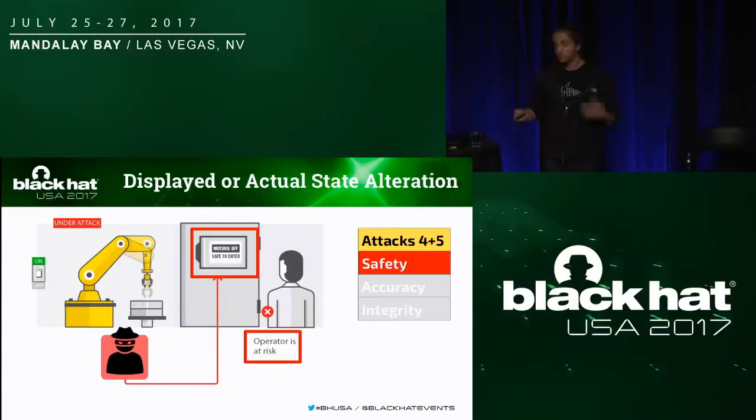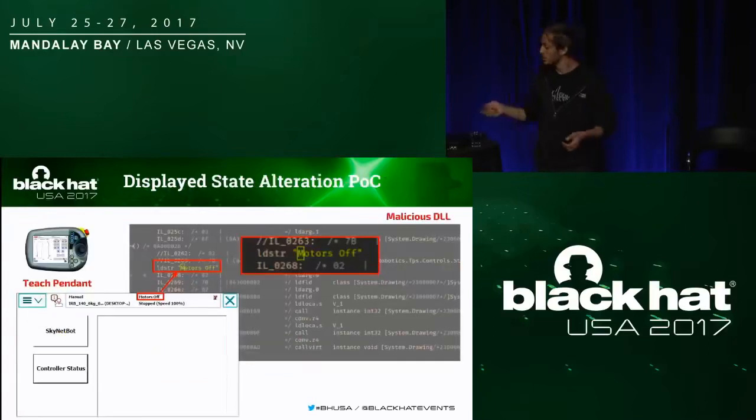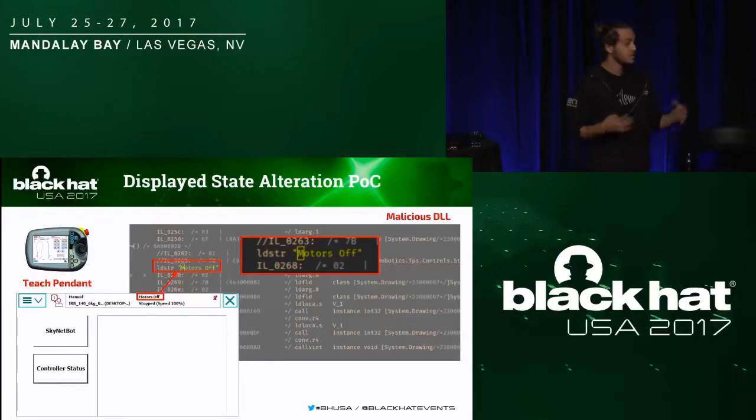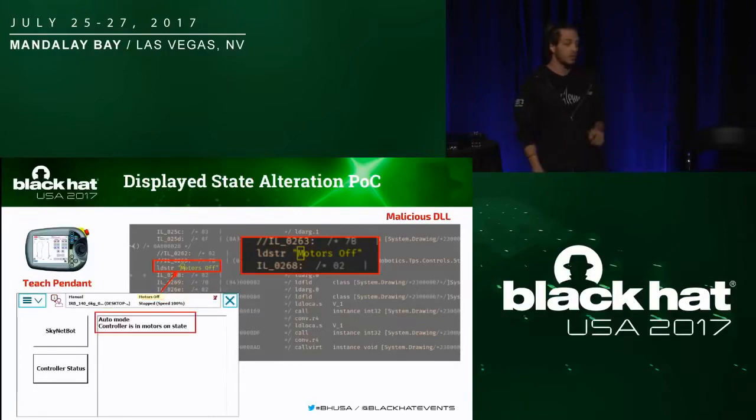We developed a proof of concept also for this attack by introducing a malicious DLL in the teach pendant. And as you can see on the interface, the teach pendant is saying to the user, the robot is in manual mode, you need to move the joystick to move it, it will go slow, and the motors are off. Don't worry. What is really happening instead is that the robot was in automatic mode, it can go fast, hit the user, do whatever it wants, and the motors are on.